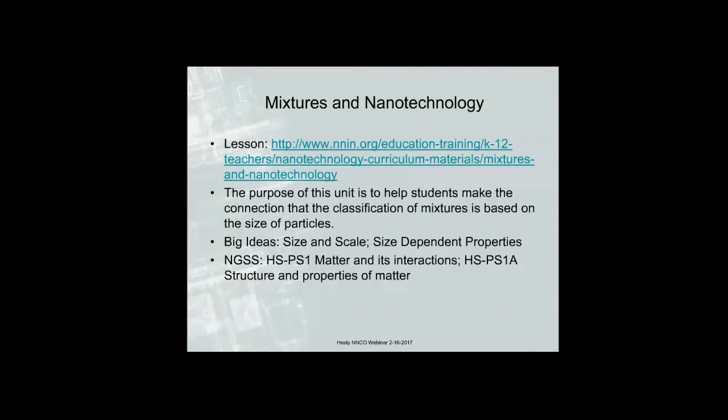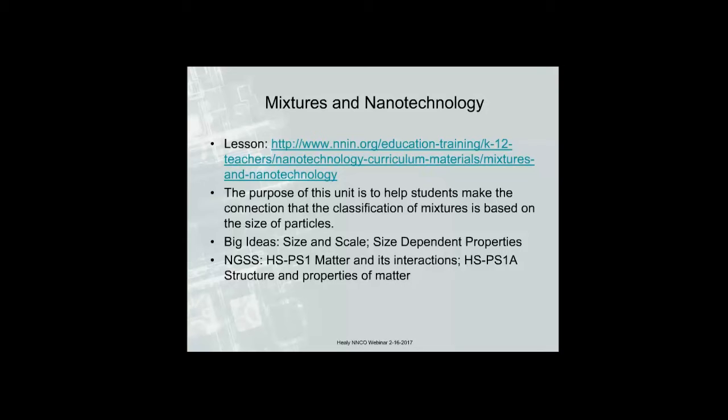The last lesson I want to go over is mixtures in nanotechnology. Again, this is an NNIN lesson. I hope you realize that what we have done is to look for the lessons that we really like to share with teachers. So if we find a lesson that's with another group, we like it, we share it.